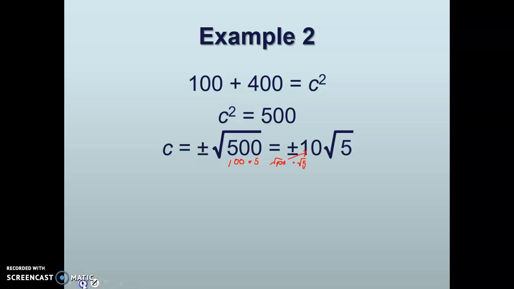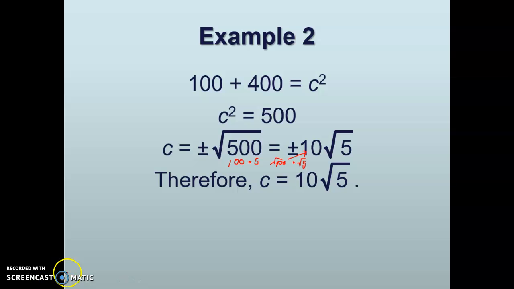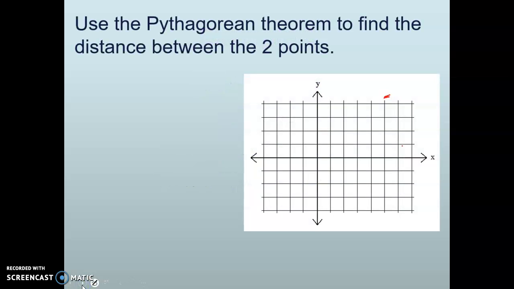Again, we are dealing with distance. We're dealing with an actual measurement of a side of a triangle, so we want to leave that as 10 times the square root of 5. Unless you're asked to put it into a decimal form, you do want to leave it in radical form. Decimals, we would have to round, and we would lose some of our precision. 10 square root of 5, we don't have to round anything, so it is a more precise answer. So unless you're told to put it in decimal form, leave it in root or radical form.